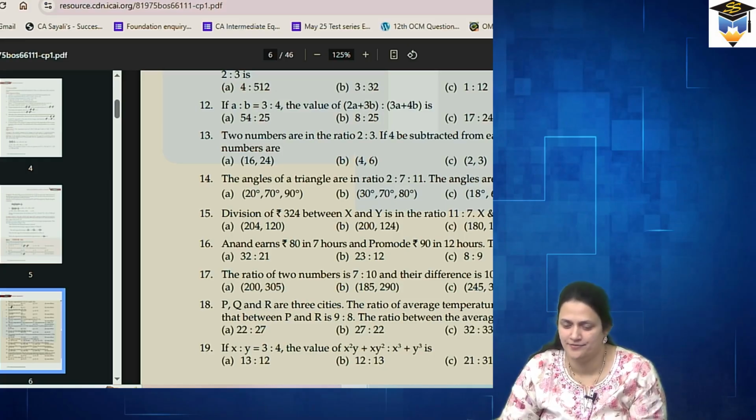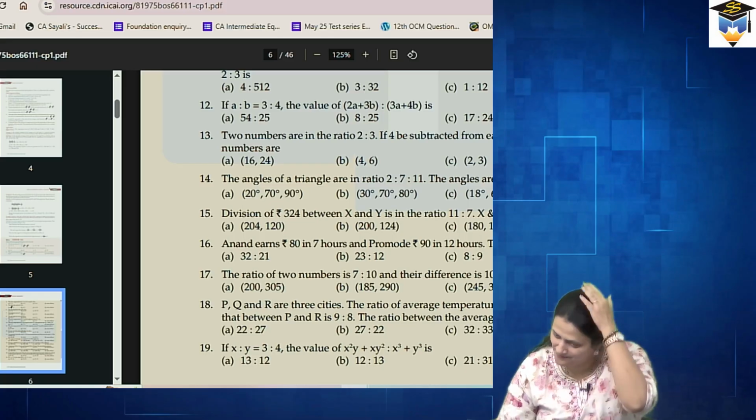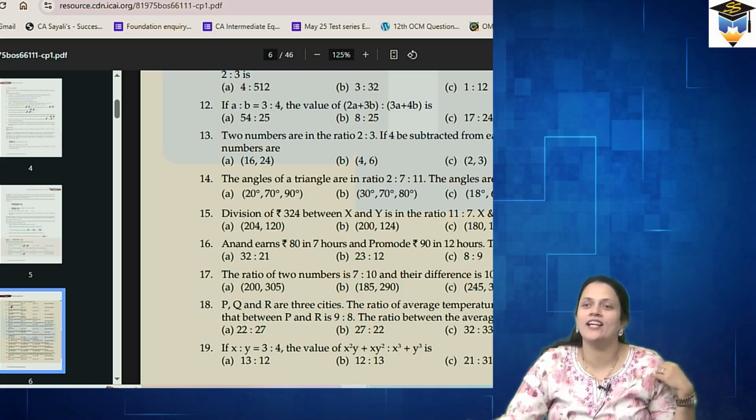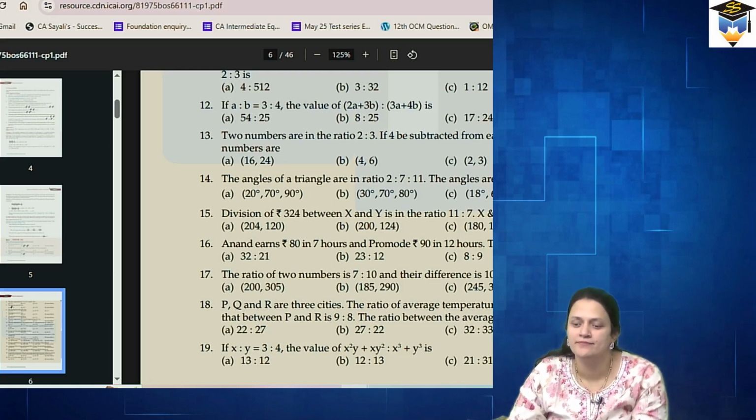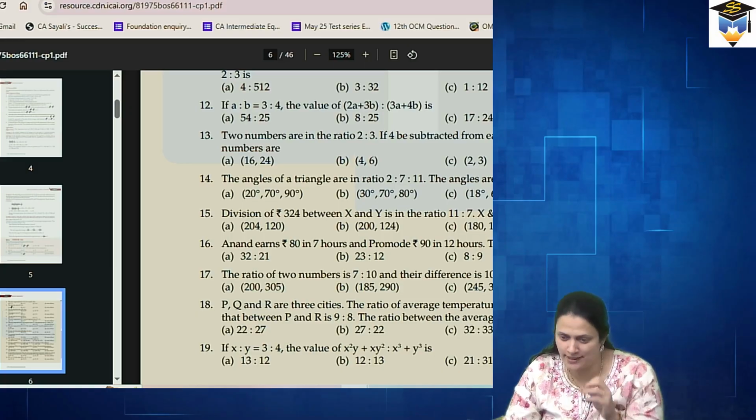ये लॉजिक है. ओके, अब 18 कौन बताने वाला था? नन ऑफ दीज अलो. 18 का क्या करेक्ट आंसर आया? परम, नो आंसर. तुमने सॉल्व ही नहीं किया. 19 किया. ओके, P, Q and R are 3 cities. The ratio of average temperature between P and Q is 11:12 and between P and R is 9:8. The ratio between the average temperature of Q and R is.